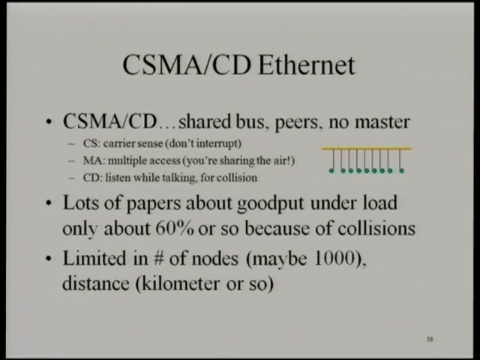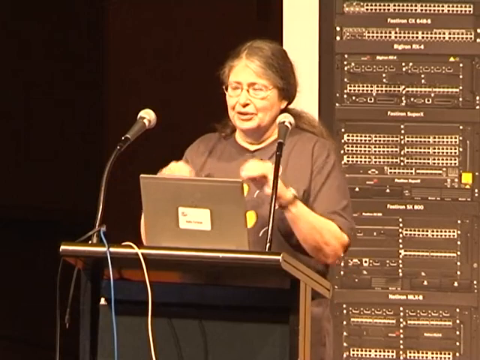There are lots of perfectly valid academic papers about how under load you can only get like 60% of useful throughput because of all the collisions, and it's limited in terms of the number of nodes, like maybe 1,000. But even though those are perfectly valid papers, I see people still confused today that it has something to do with Ethernet, but it has nothing to do with today's Ethernet because we don't do CSMA/CD. It hasn't been that way for years.